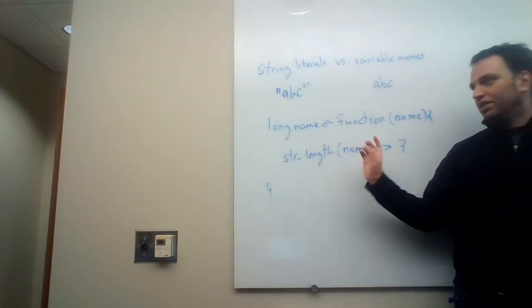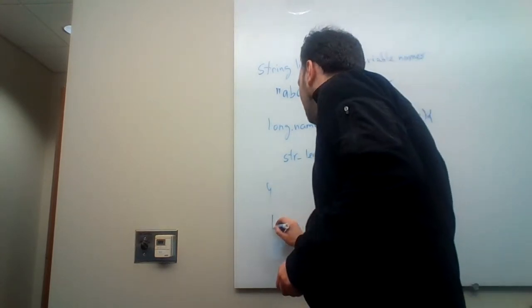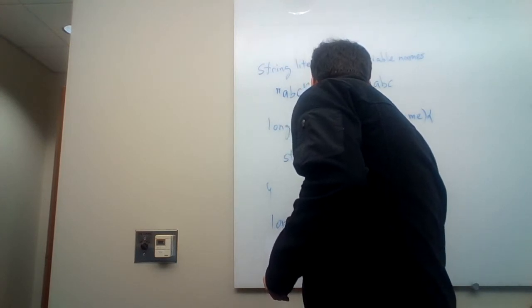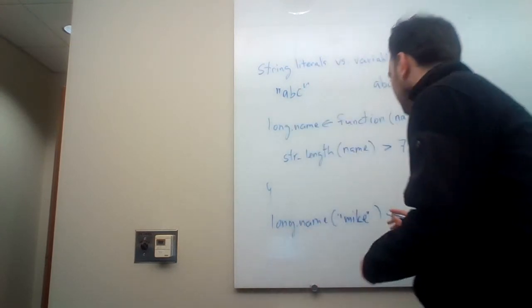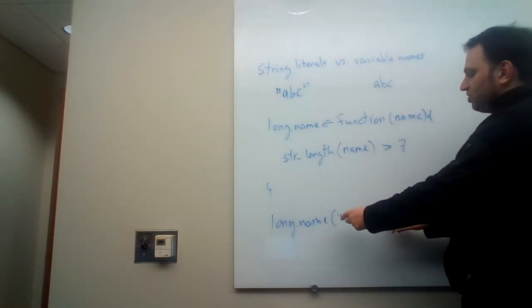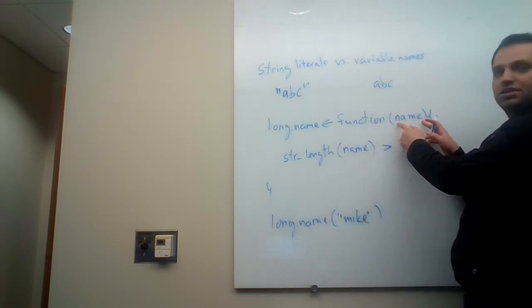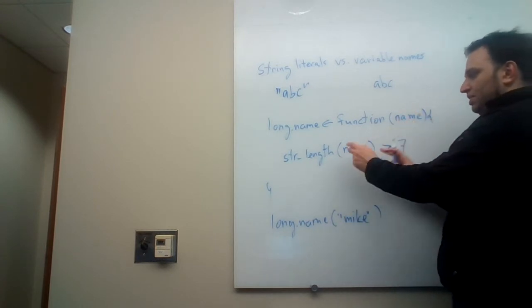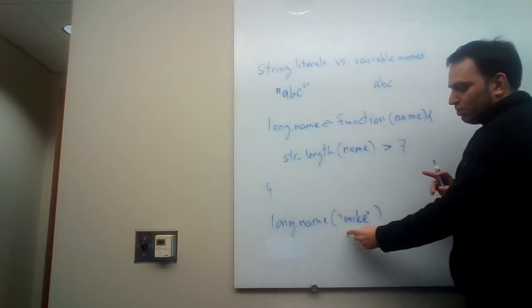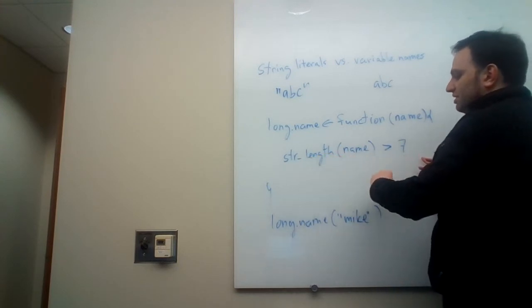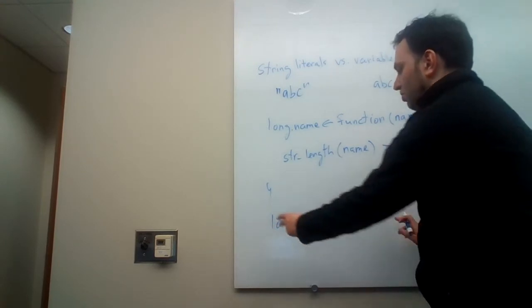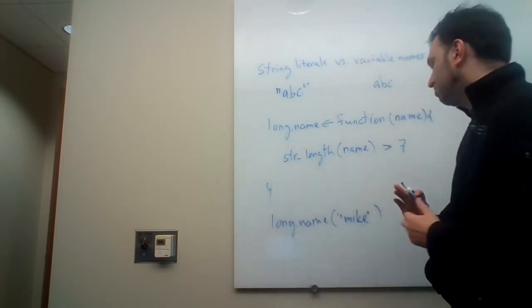So how is that going to work? So if I say, for example, long.name of "Mike", like this. So str length of "Mike" is 4, so that's not greater than 7. So what happens? So "Mike" gets sent to name. So now here when we're saying name, we really mean "Mike" in quotes. Str length of "Mike" is 4 because it's 4 letters. 4 is not greater than 7. So the value of this whole thing is going to be false. So this would evaluate false. If you display it, it's going to be false.